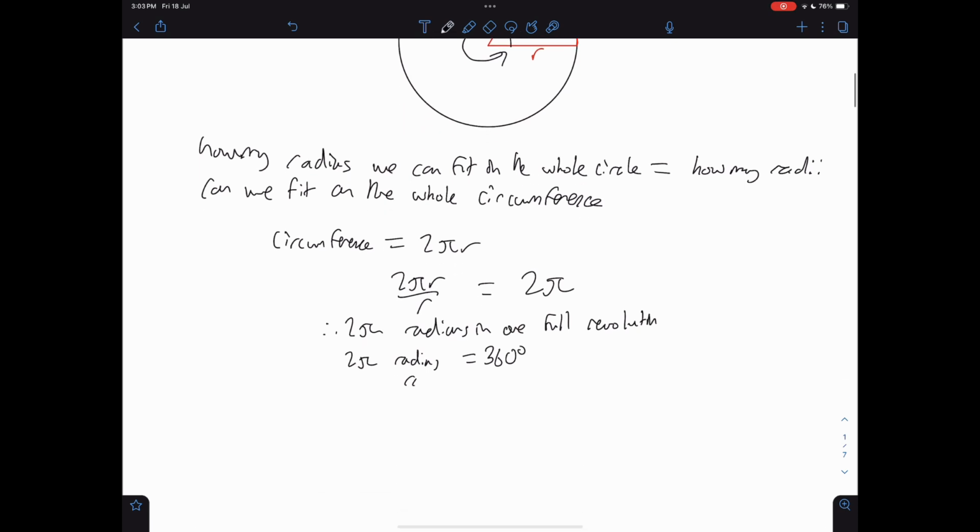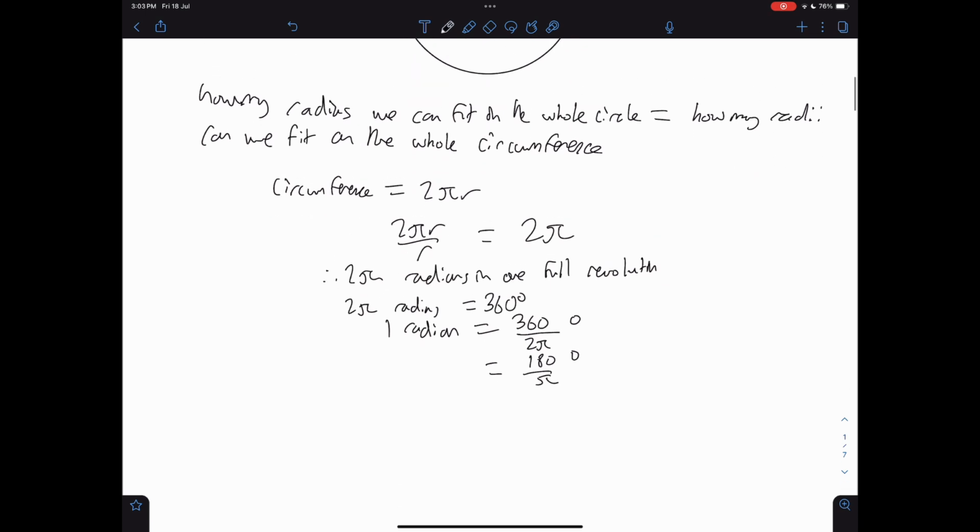So 1 radian will equal 360 over 2 pi degrees, and that's 180 over pi degrees. So to go from radians to degrees, the conversion factor is to multiply by 180 over pi. Then to go from degrees to radians, you multiply by pi over 180, because division is the same as multiplying by the reciprocal.